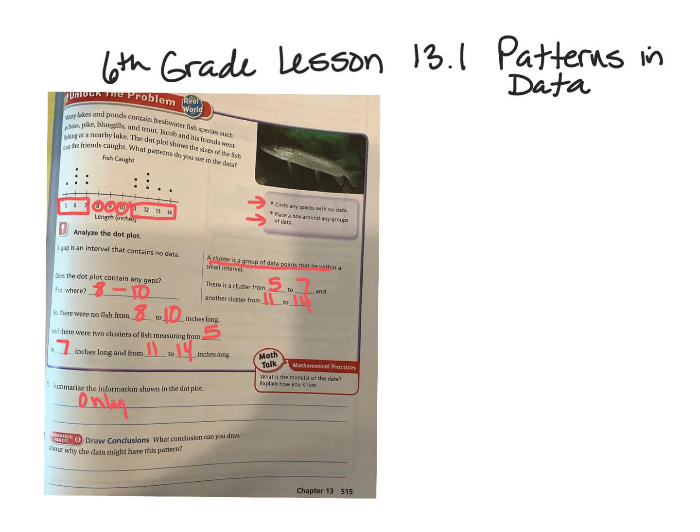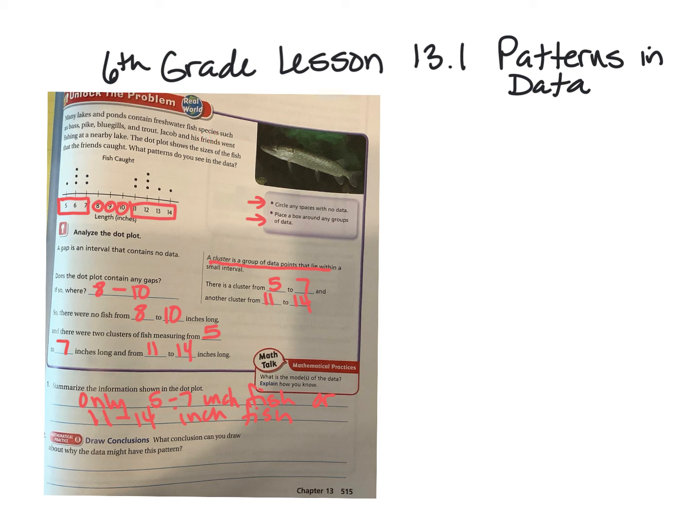Only 5 to 7 inch fish or 11 to 14 inch fish. That 11 does not look like an 11 at all. Let me fix that. 11 to 14 inch fish were found in there, or that they fished out of there. What conclusions can you draw about why the data from this scenario may look this way?